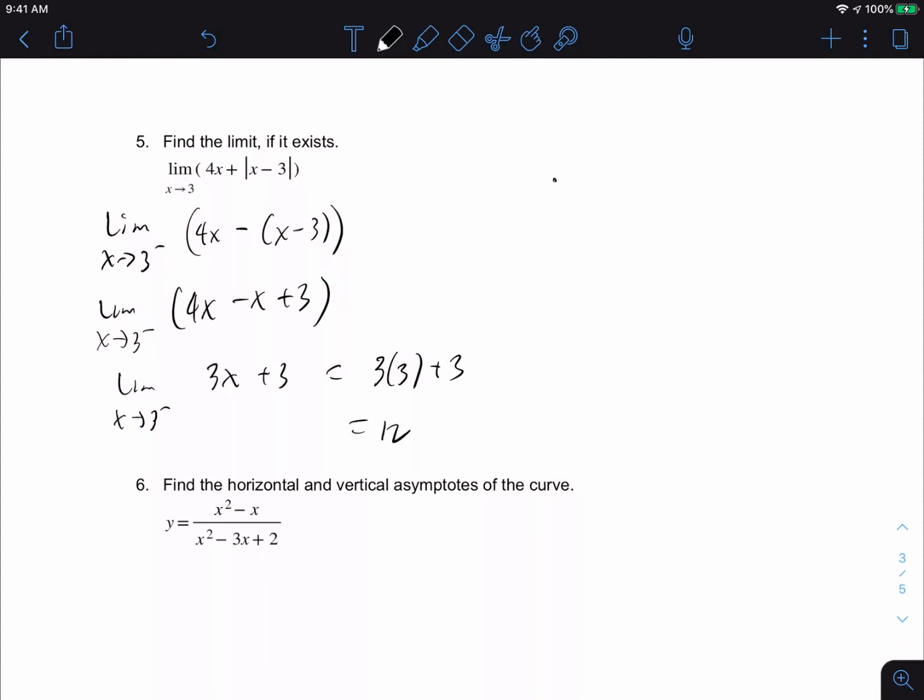Okay, then I'm going to also check it from the right. That's the positive case. So I'm going to go 4x plus x minus 3.